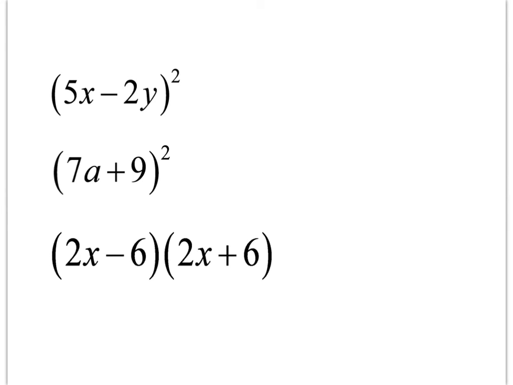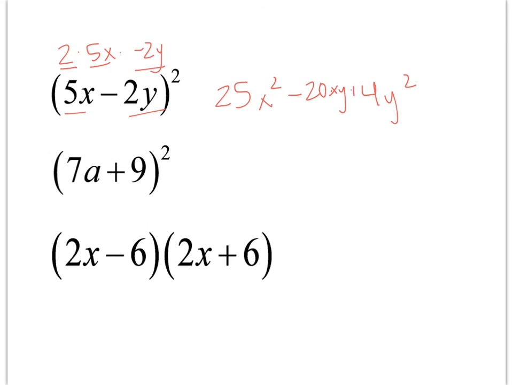So for the first example, we have a square of a difference. So this means I need to take my first term and square it, and 5x squared is 25x squared. Square my last term here, which is 4y squared, and my middle term is 2 times the first term times my last term. So 2 times 5x is 10x, and 10x times negative 2y is negative 20xy. So this would be my answer here for the first example.